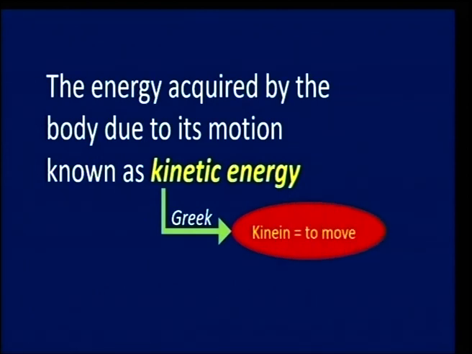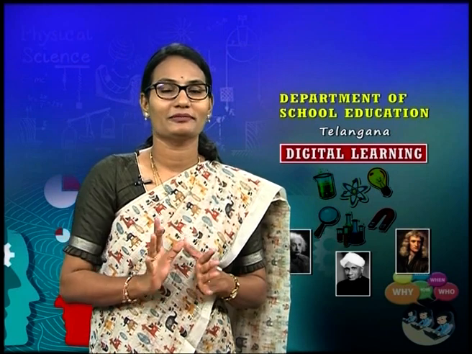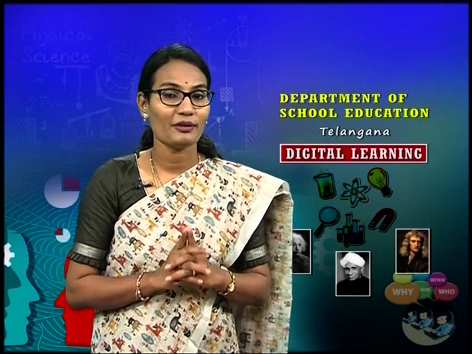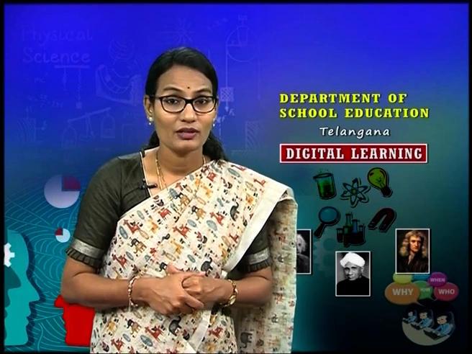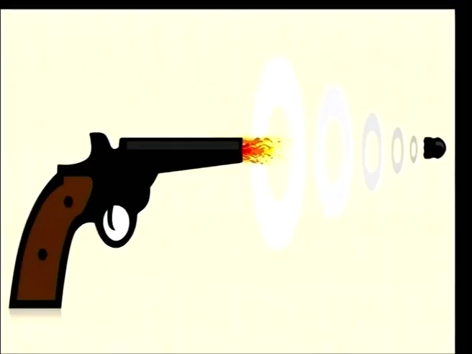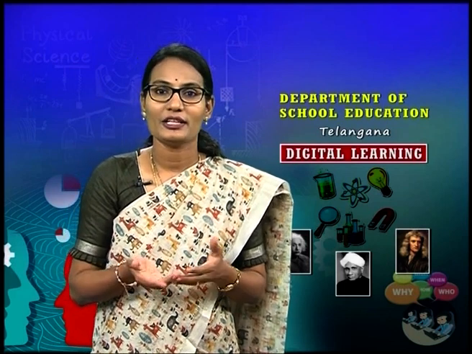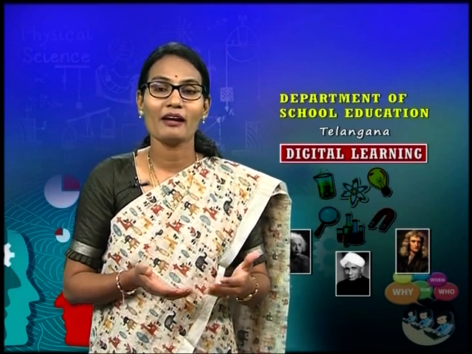So what is this kinetic energy? Let me explain with an example, children. You can carry bullets in your pocket, no problem. But can you hold a bullet which is fired from a gun? No, we cannot hold those bullets whenever they are fired from a gun. It makes a small hole in your hand. So whenever the bullets are at rest, they are not harmful, because they do not have that much energy.